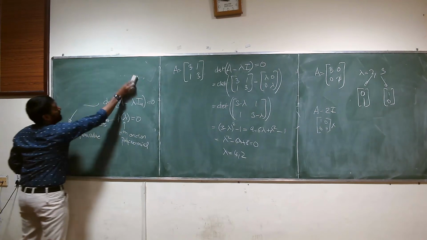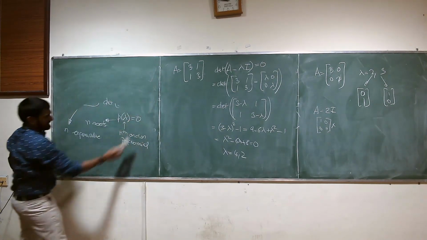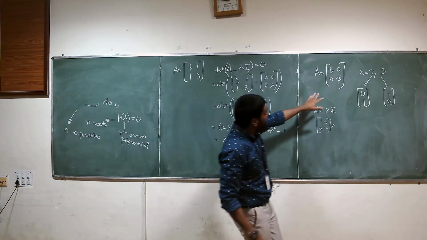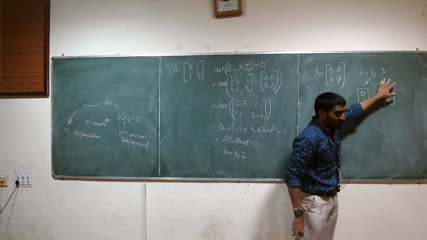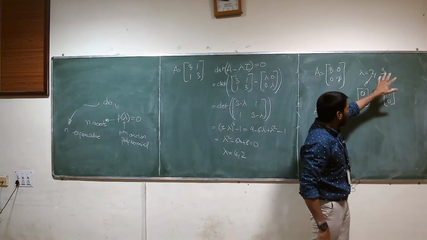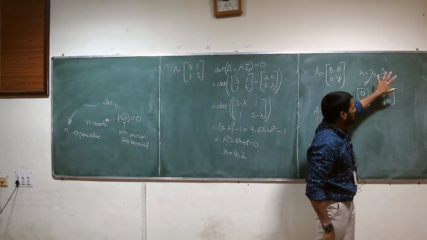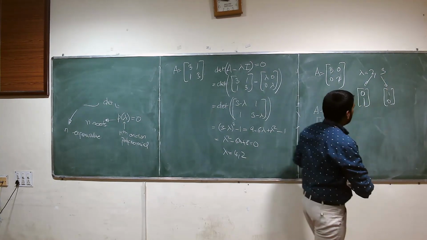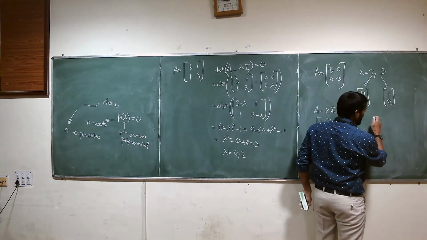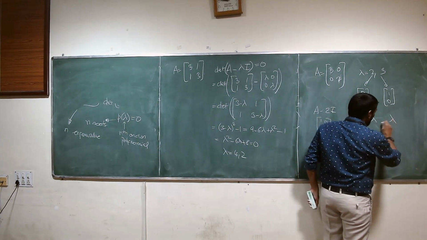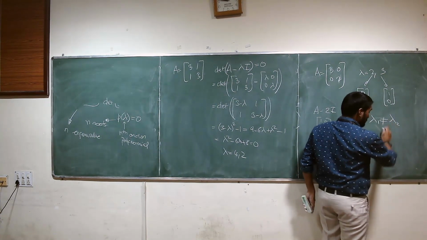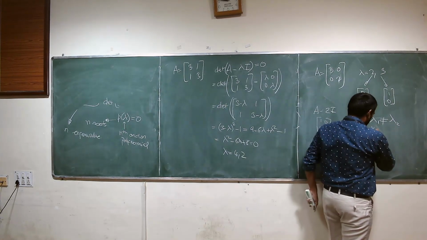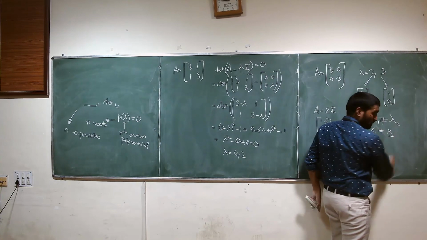Now, if you have an n cross n matrix, you will have n eigenvalues. It can be repeated. And you can have n eigenvectors. But one thing is to be noted: if you have two eigenvalues that are not equal to each other, their eigenvectors will be distinct. X1 will not be equal to X2. That's one thing to remember.